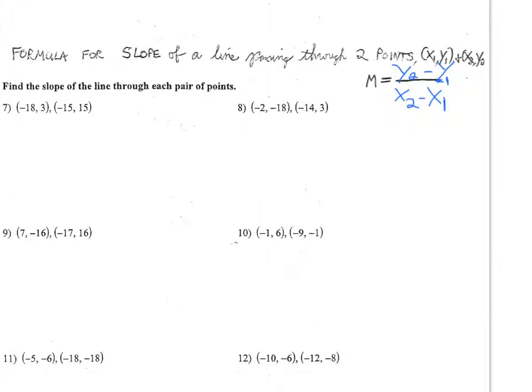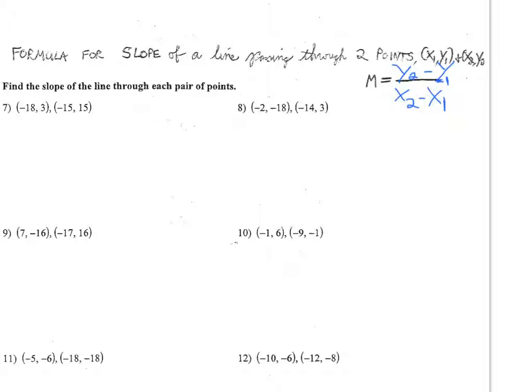Alright guys, for this video, we're going to find the slope of a line, but a little bit different than the last one. We're not giving the graph of the line, we're actually giving the ordered pair of 2 points. So remember, that's all we need are 2 points to find the slope of any line.